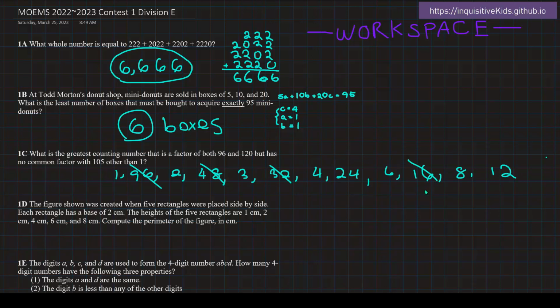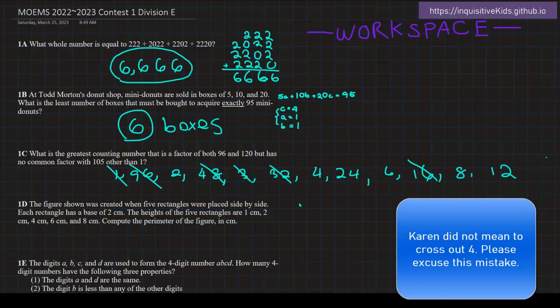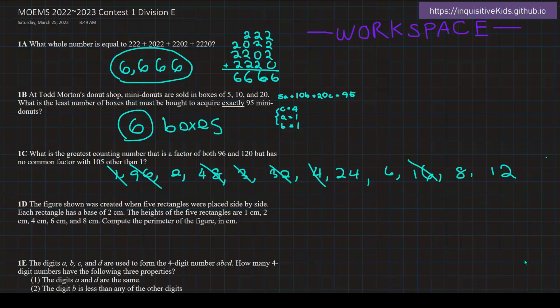Now we're going to see which of these factors do not share a common factor with 105 other than 1. So 1 would obviously have to go. 3 and 105 all share a factor of 3, so 3 can also be eliminated. 4 and 105 do not share any common factors, so 4 can be eliminated as well. Since 12 and 105 are both multiples of 3, 12 will also have to be eliminated, which leaves us with 2 and 8.